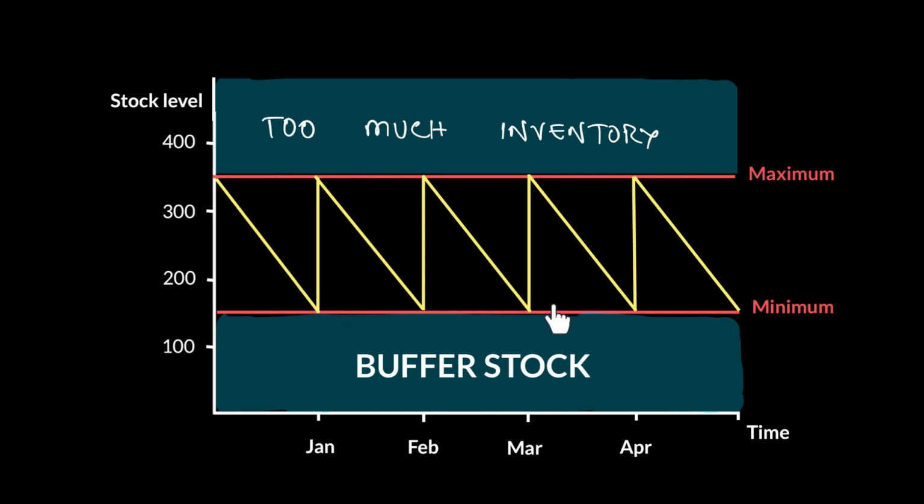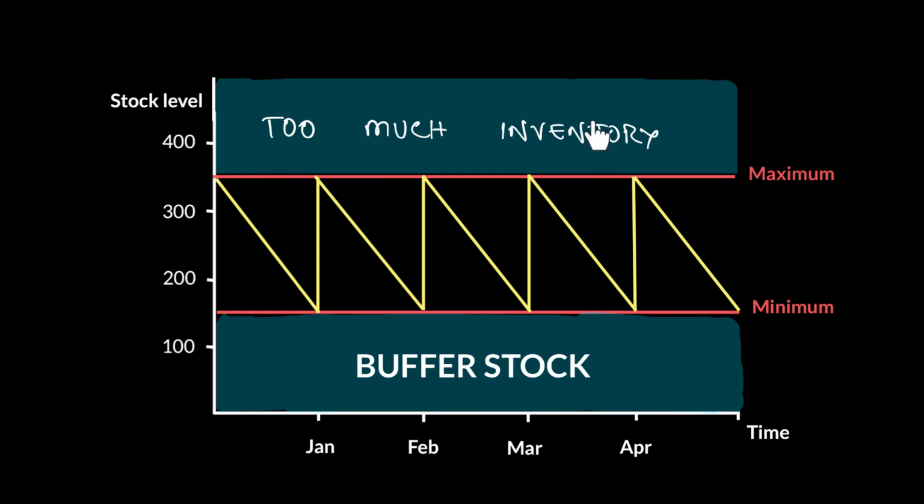Now, the distance between your minimum stock level and zero is called your buffer stock. Some companies will choose to keep some spares. As you'll remember from our first video on inventory, spare parts are also part of your inventory. So some companies will choose to keep some spare parts, and that we call buffer stock. That inventory, should something go wrong, you have some spare parts to fall back on.